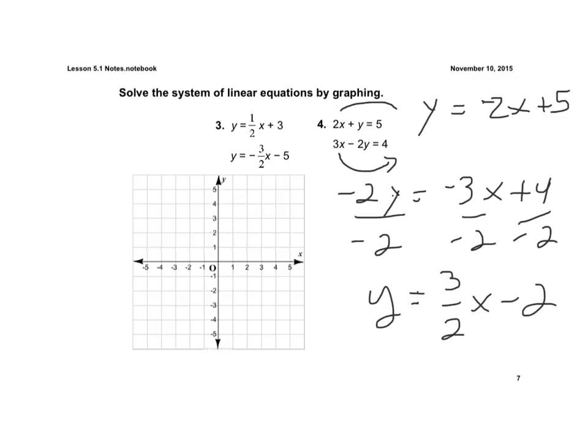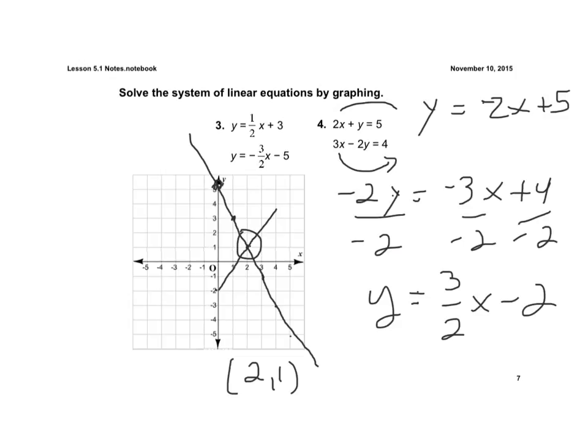And now I'm going to graph. Y-intercept of 5 up here, and then down 2 over 1, down 2 over 1, down 2 over 1. Okay? We draw our line through those points. Then we have a y-intercept of -2. I go up 3 over 2, and as you can see, it intersects right there at that point (2, 1). And then we should check.